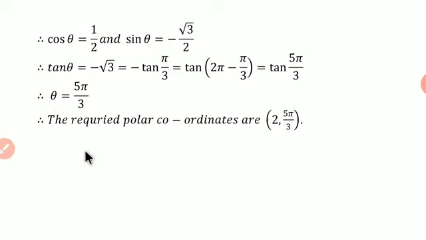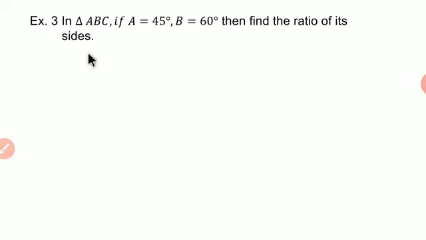Now see the next example, example number 3. In triangle ABC, if A is equal to 45 degree, B is equal to 60 degree, then find the ratio of its sides.